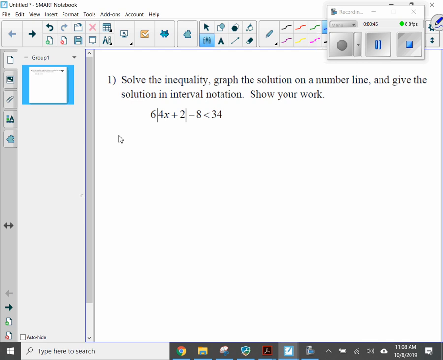And it's generally easier to do pluses and minuses before you do multiplications and divisions. So I'm going to add 8 to both sides, and I get 6 absolute value of 4x plus 2 is less than 42. Everybody good with that?